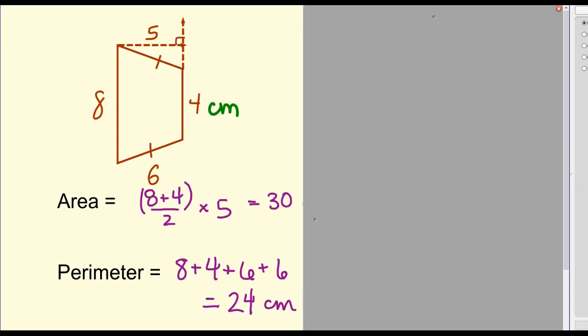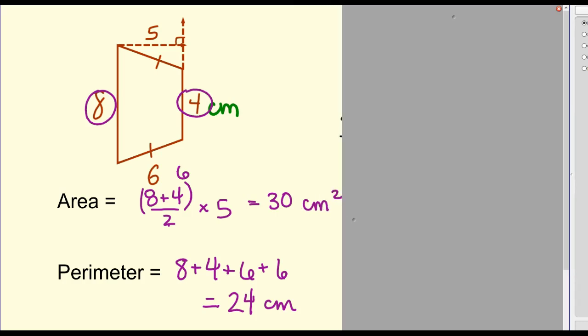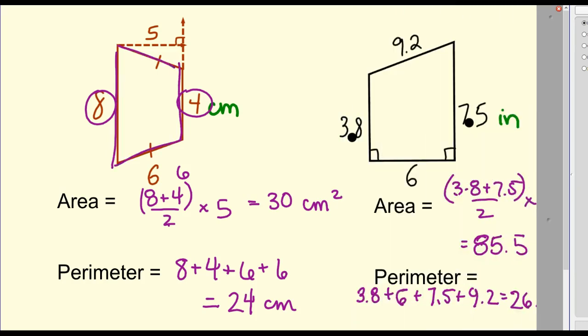Okay, in the first one, area, base plus base divided by 2 was 8 and 4. These are my two bases. Divided by 2, that gave me 6. 6 times 5 is 30. And I put my unit squared, centimeters squared on there. And then perimeter, add up all the sides. So I have 8 and 4 and 6 and another 6 to add together.